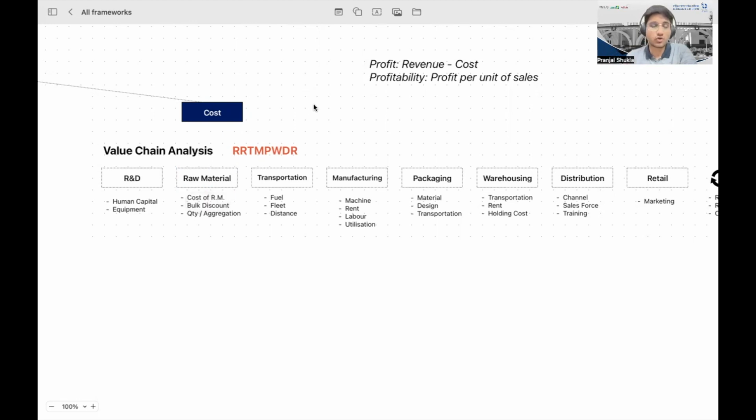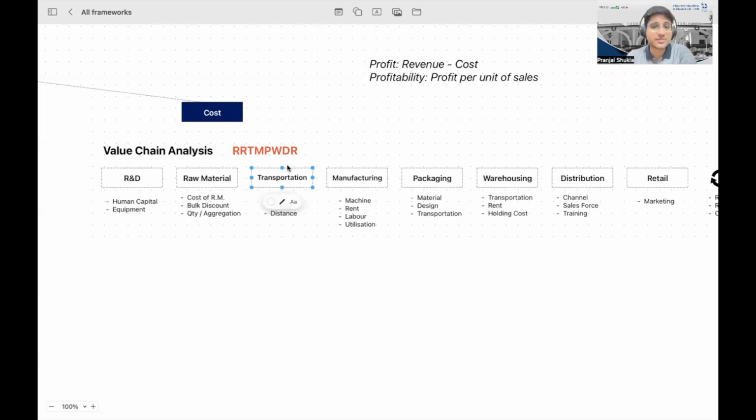Raw material would refer to the cost of raw material. If you are buying it in bulk, are you getting any quantity or aggregation discounts? Because often in cases you would find that the raw material is being sourced from different sources. If you want to aggregate all of these vendors, then that would help you in reducing the cost for raw material. Then we have transportation.